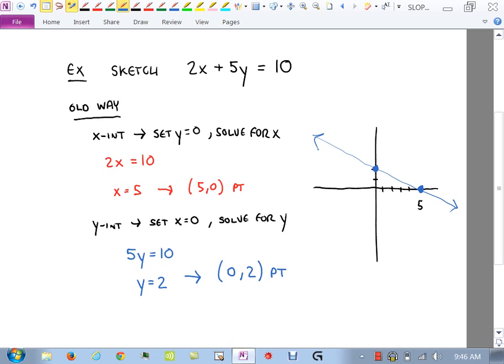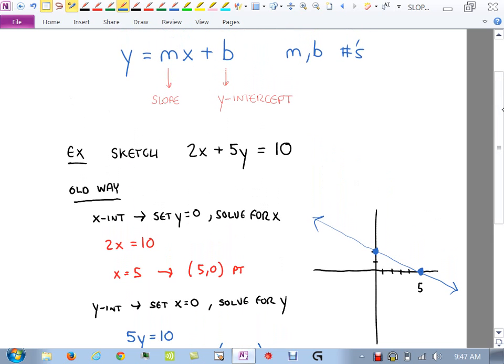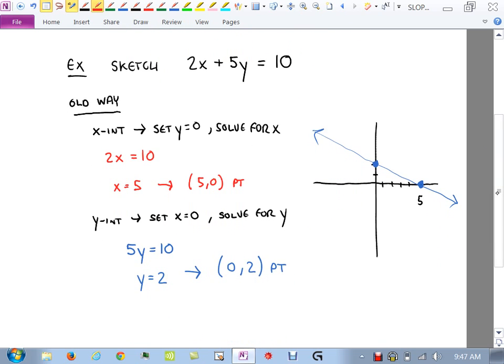Now what I'd like to do is the same problem right now using the slope-intercept formula. The slope-intercept formula, like I had put up here a second ago, says that if you can get y isolated by itself, the number in front of x is your slope, and the number by itself is your y-intercept. So let's see how we can actually use that to draw this line a completely different way than we just did here. So what I'm going to do is this. I think I'll do this on a new sheet.